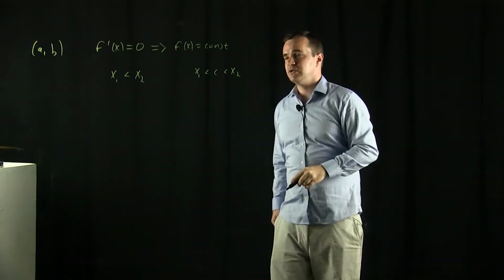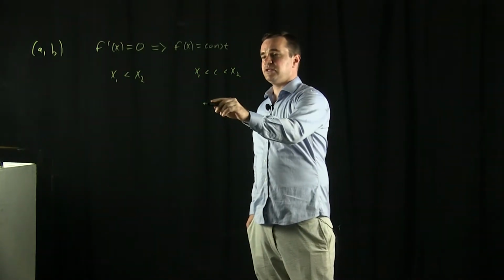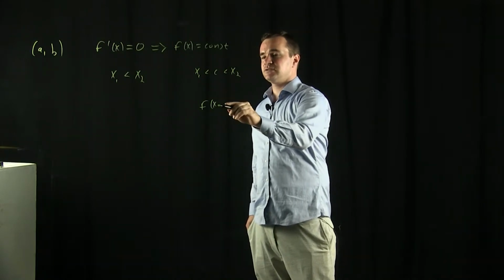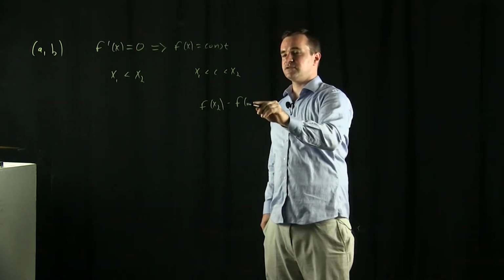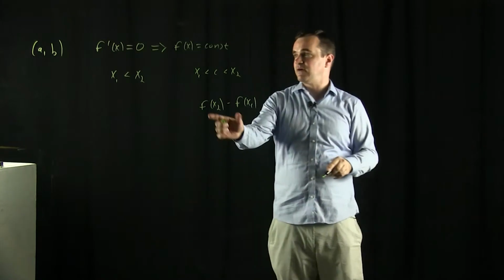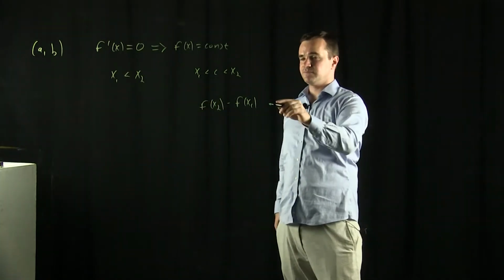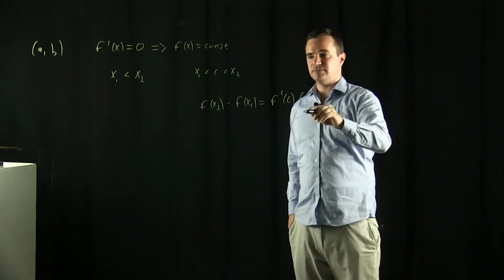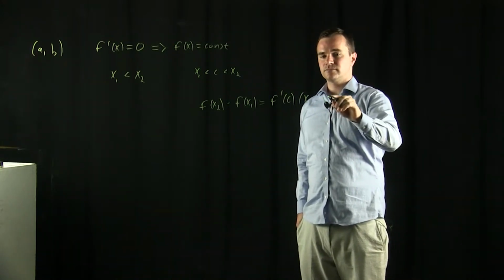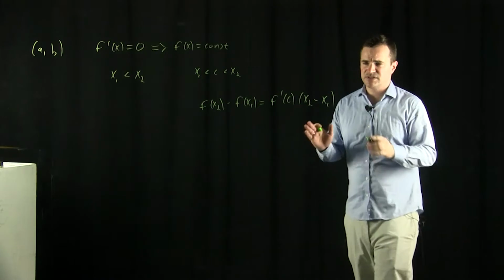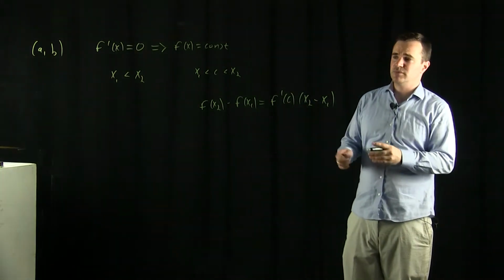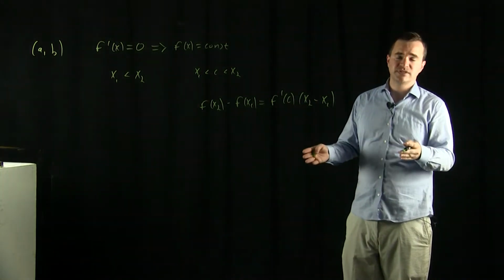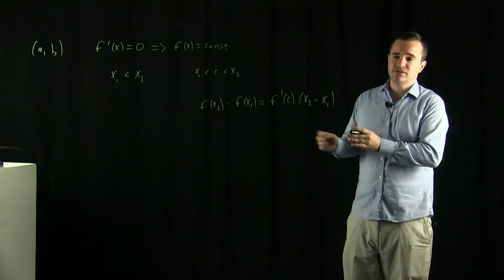with the property that if I look at f of x2 minus f of x1, the difference of f on the x values, the endpoints, that has to be equal to f prime at the point c times x2 minus x1. That's just the statement of the mean value theorem, isn't it? But just with a and b replaced by x1 and x2.